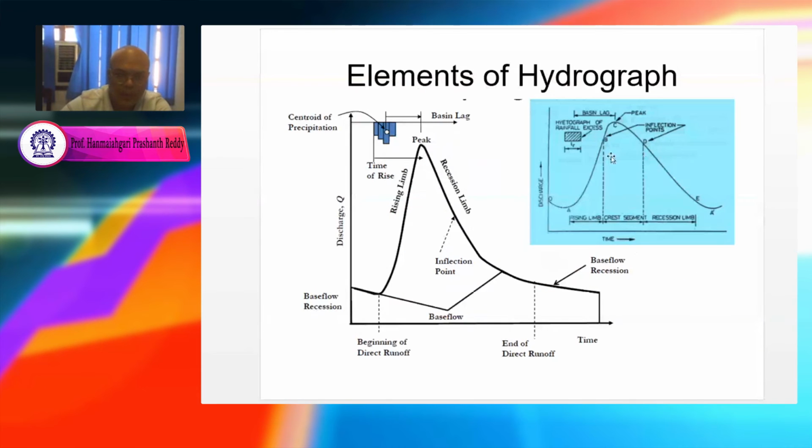You look at this figure. See, this is a rising limb. This rising limb tapers at point B, and it rises slowly, but it attains a peak C. Then after that, the discharge decreases. But it will be kind of a curve up to D. It is a curve, and from D onwards, it's a straight line.